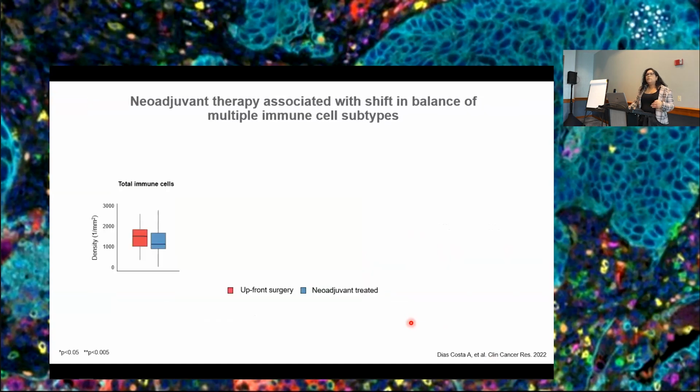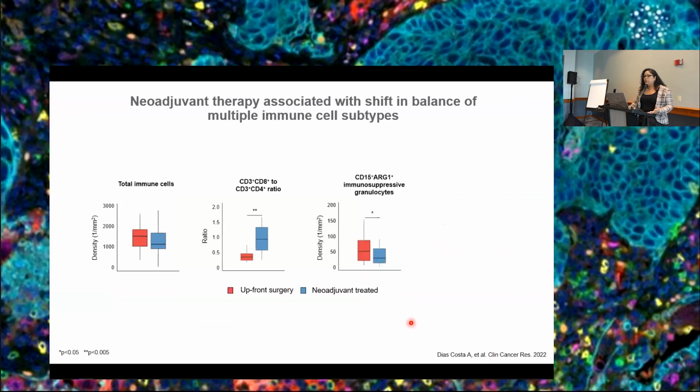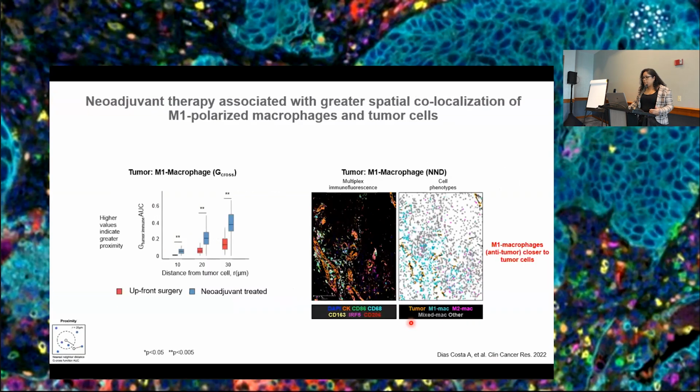So although neoadjuvant therapy did not alter the total immune cell density, it associated with increased CD8 to CD4 ratio, decreased immunosuppressive granulocytes, and increased M1 to M2 ratio, a favorable combination to boost anti-tumor immune response.